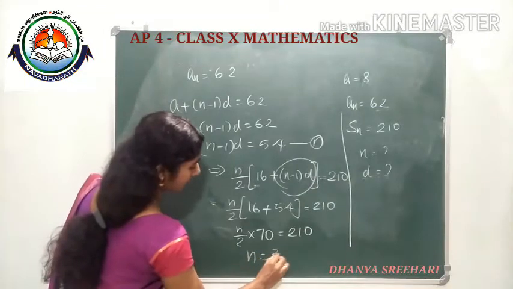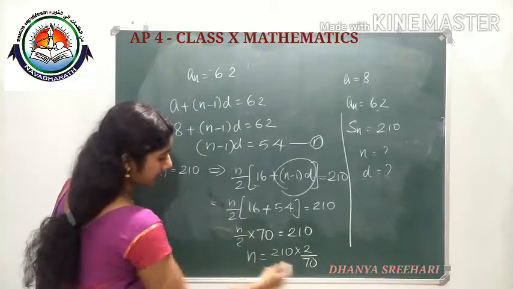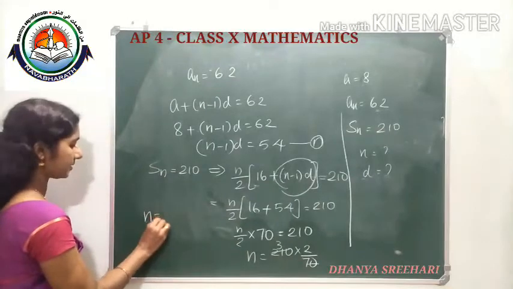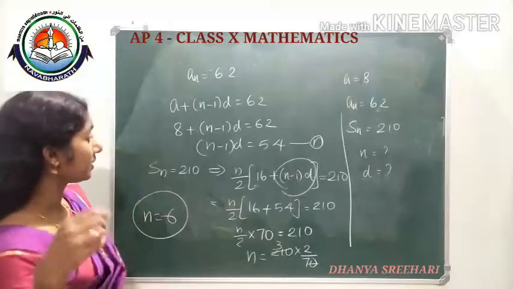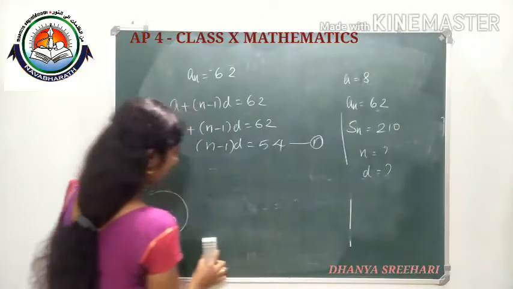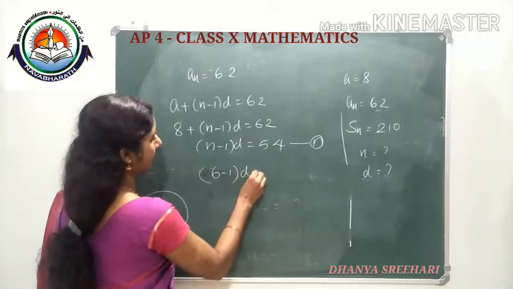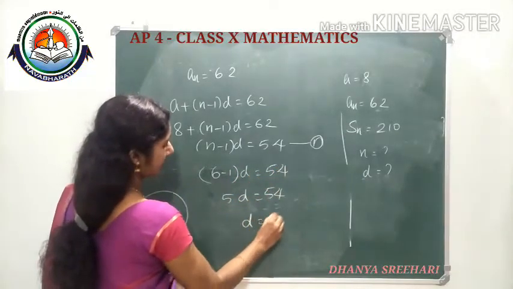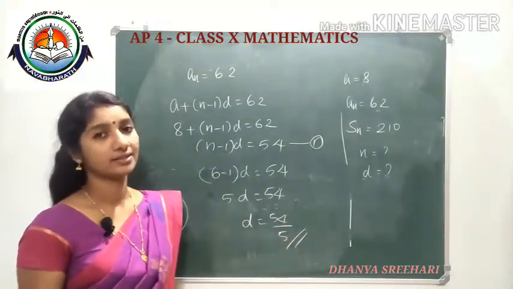So n is equal to 210 into 2 by 70. Then we can cancel common factors, so we are getting n equal to 6. So our answer is the number of terms equal to 6, and the common difference we need to find. We have one equation: n minus 1 into d equal to 54. Substitute n as 6: 6 minus 1 into d equal to 54. So 5d is equal to 54, so d is equal to 54 by 5. So we got the values of n and d.